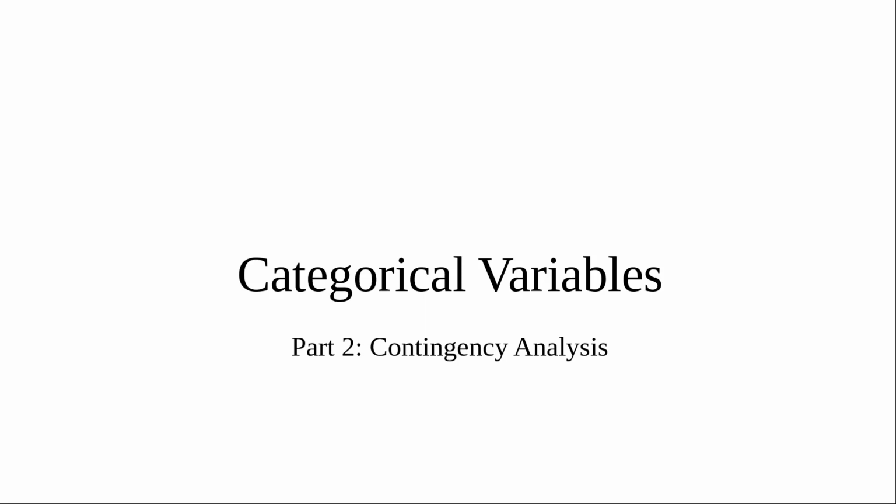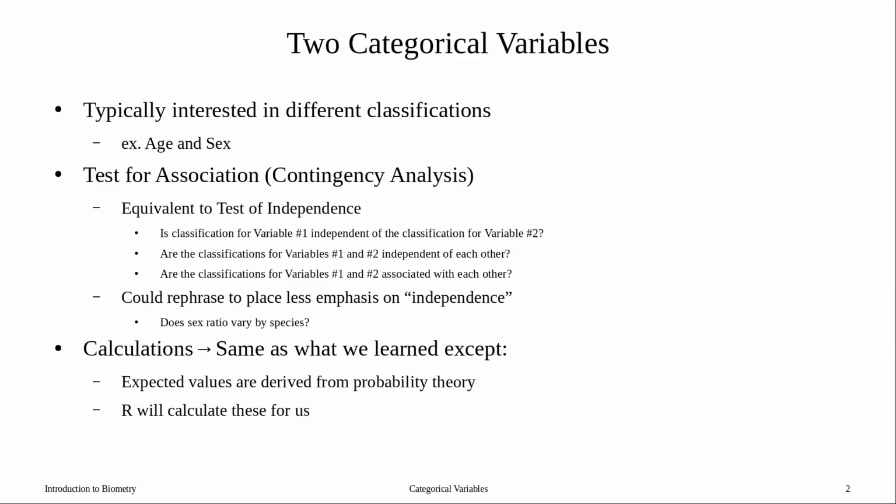Oftentimes, with these two categorical variables, what we are most interested in is the association between those two variables. So if we look at one variable and we are in one category, does it make it more likely that we are in a specific category or group for that second variable? This test of association is also called contingency analysis. So with these contingency analyses, we are typically working with two or more categorical variables.